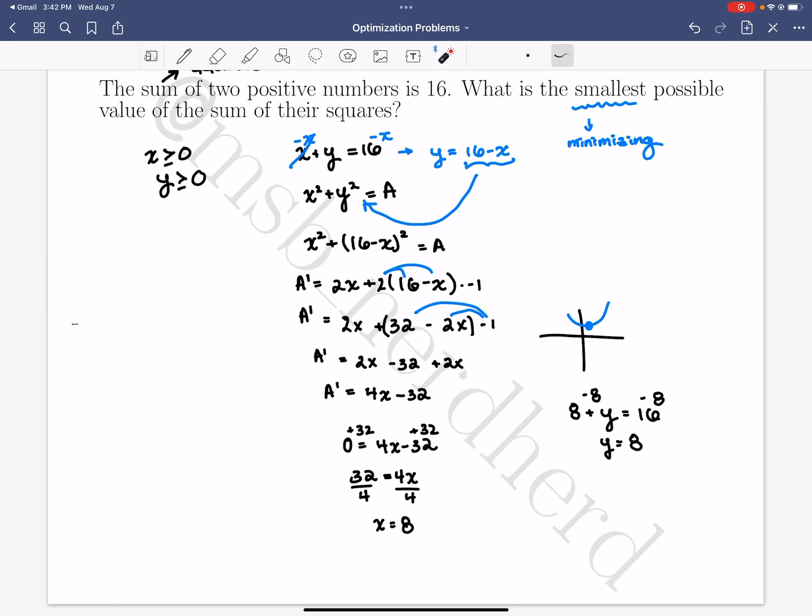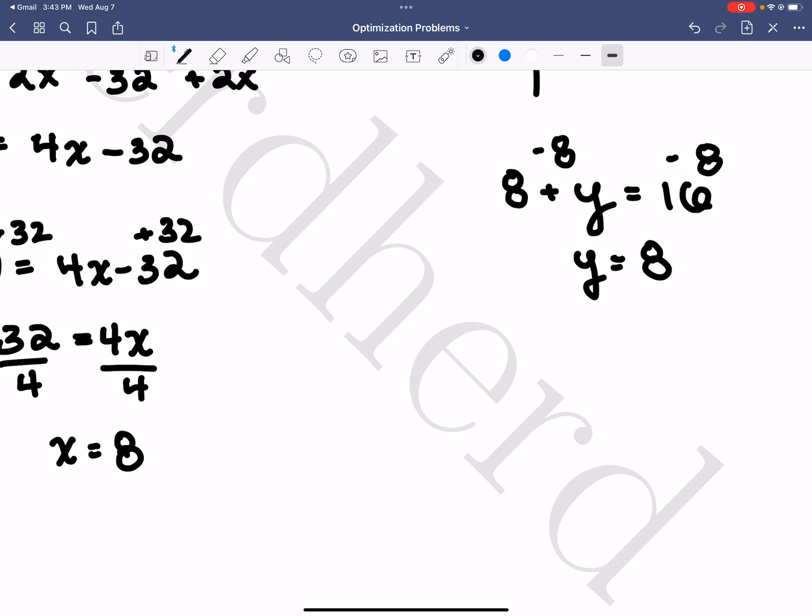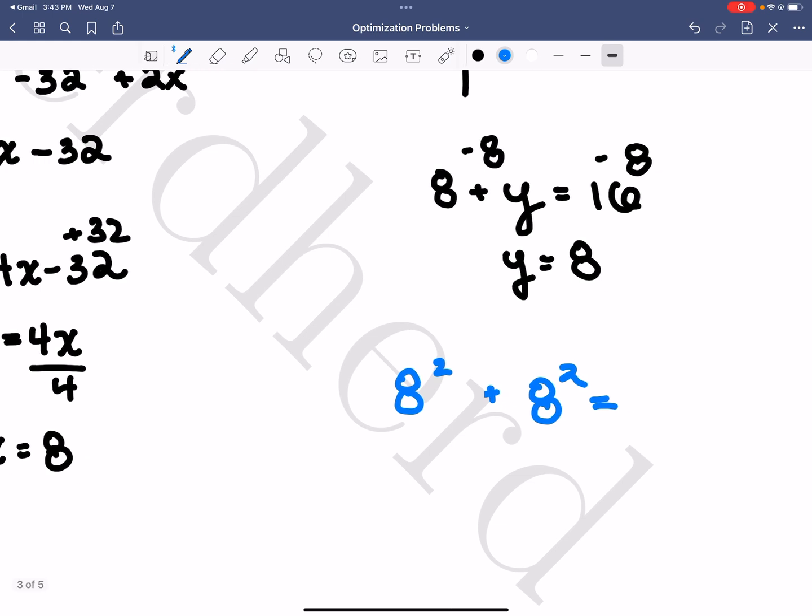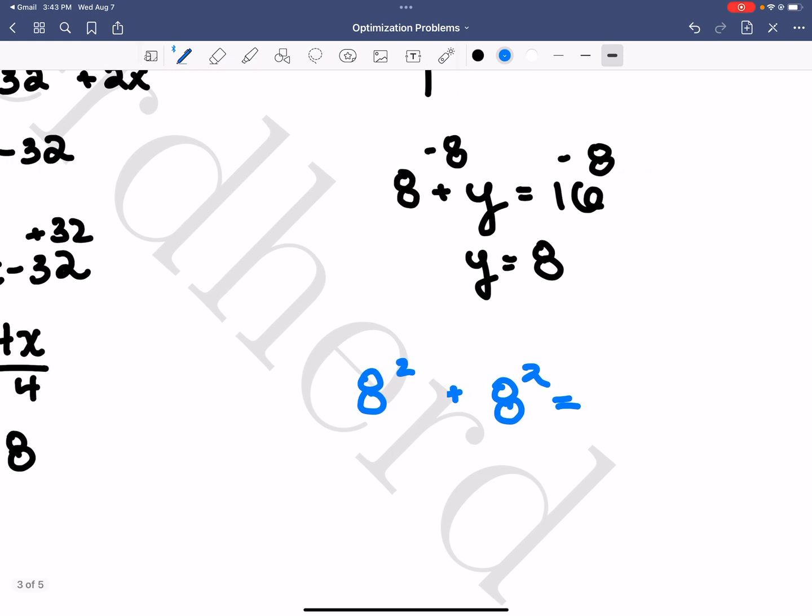So we get that x is equal to 8, and we get that y is equal to 8, and so now we need to find the value of the sum of their squares. So we get 8 squared plus y squared. Oops, we know y is 8. And so that's going to be 64 plus 64, which is going to be, ironically, I'm not great at doing math in my head. That's 120 plus 8, so 128, which is our final answer.